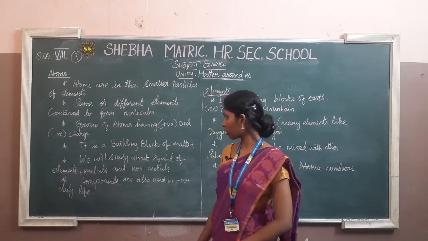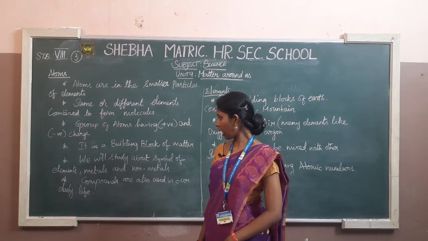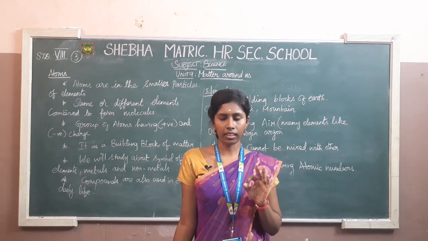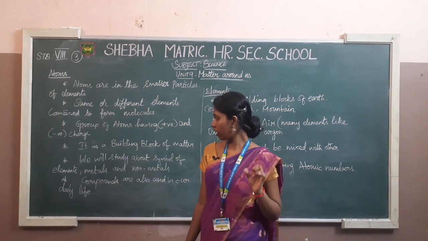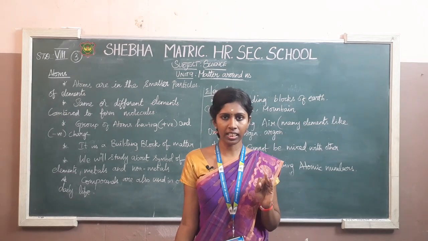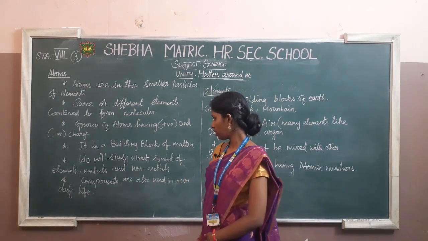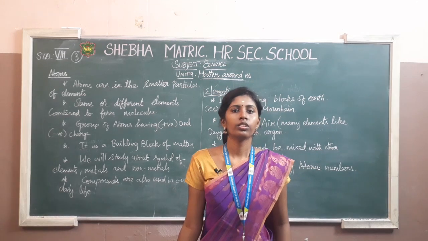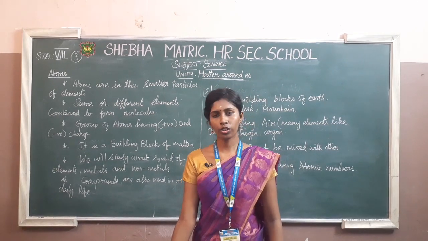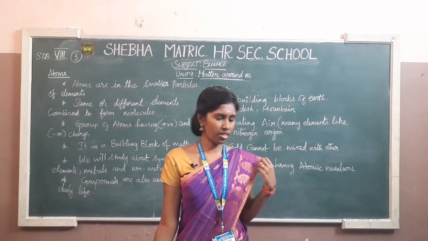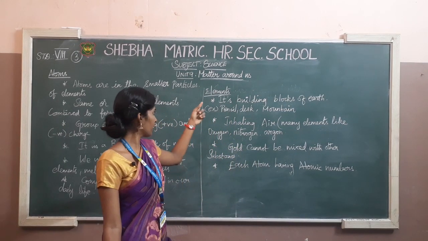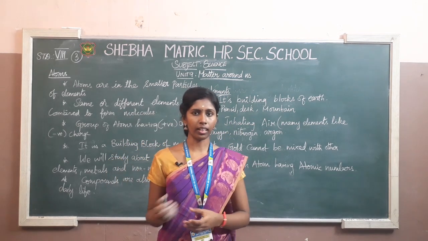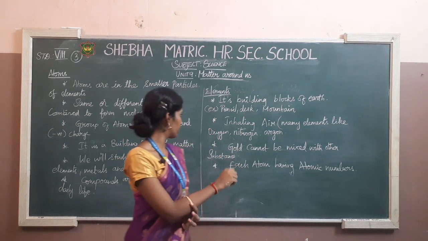So we will study the symbols of elements, metals and non-metals. In this lesson we will study three different kinds of symbols: element symbols, metallic symbols and non-metallic symbols. Compounds are also used in our daily life. In our daily life we always use compound substances. Next is the elements. They are also the building blocks of earth.